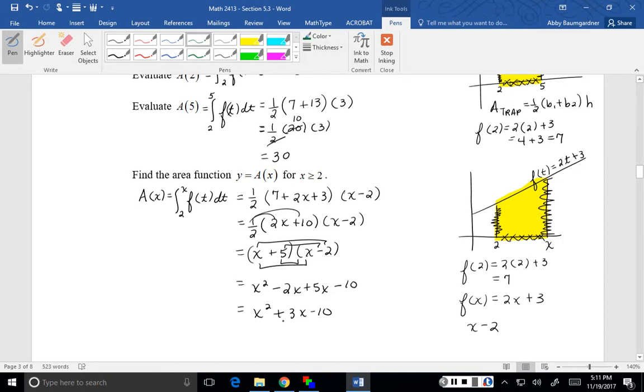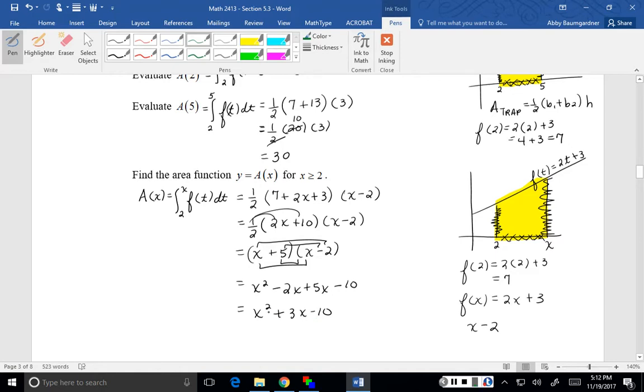If I were to take 5 and plug it in here, I would get 5 squared plus 3 times 5 minus 10. Hey, that seems to work. So if I wanted to know what a of 200 is, I just plug a 200 in. If I want to know what a of 79 is, I just plug a 79 in.